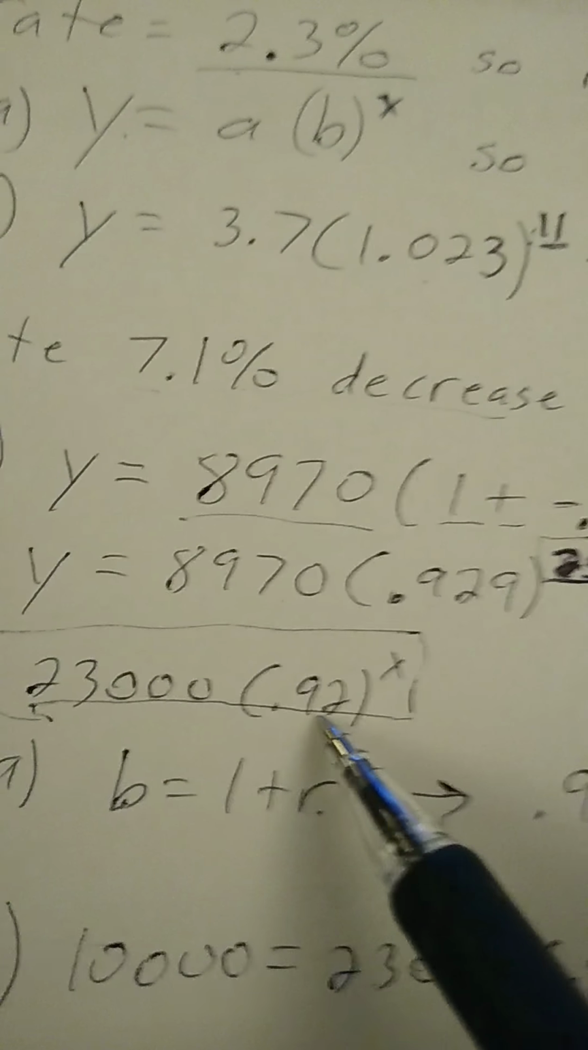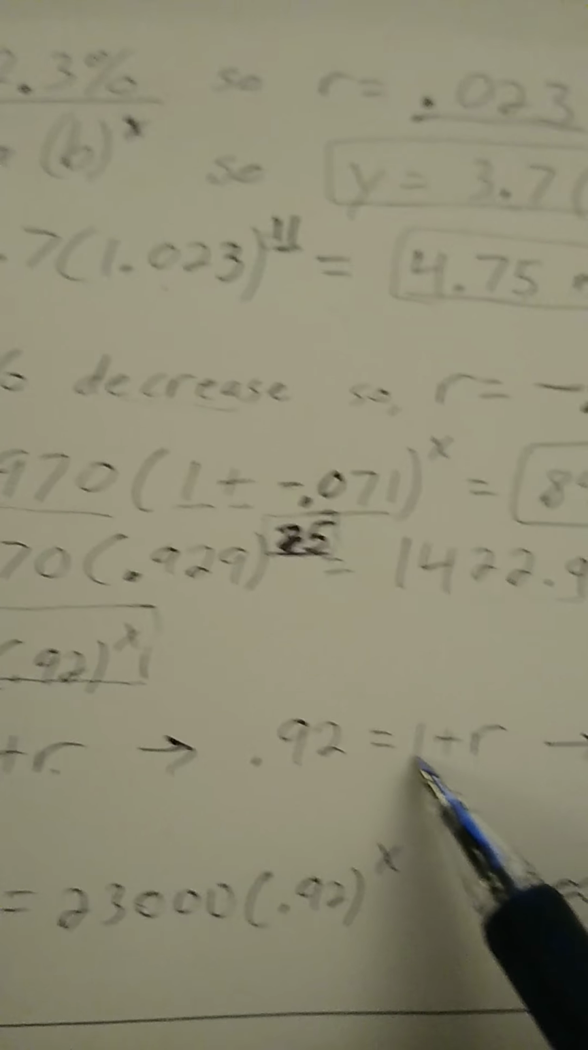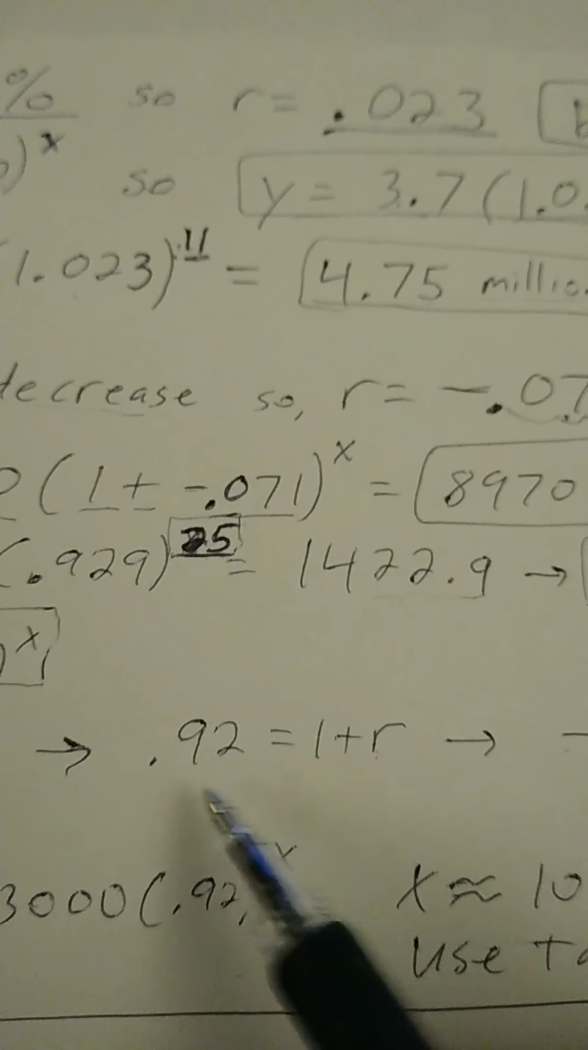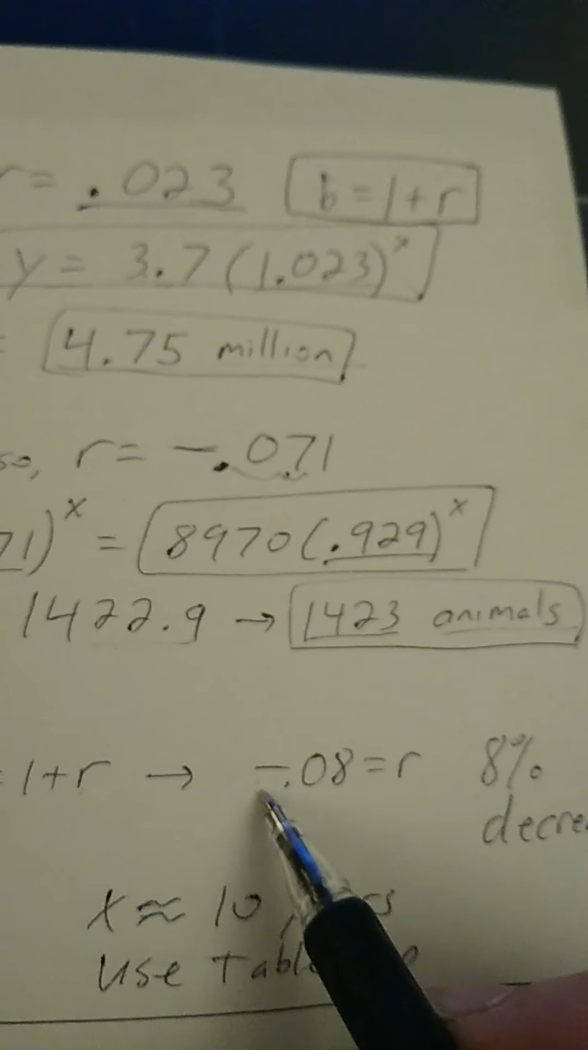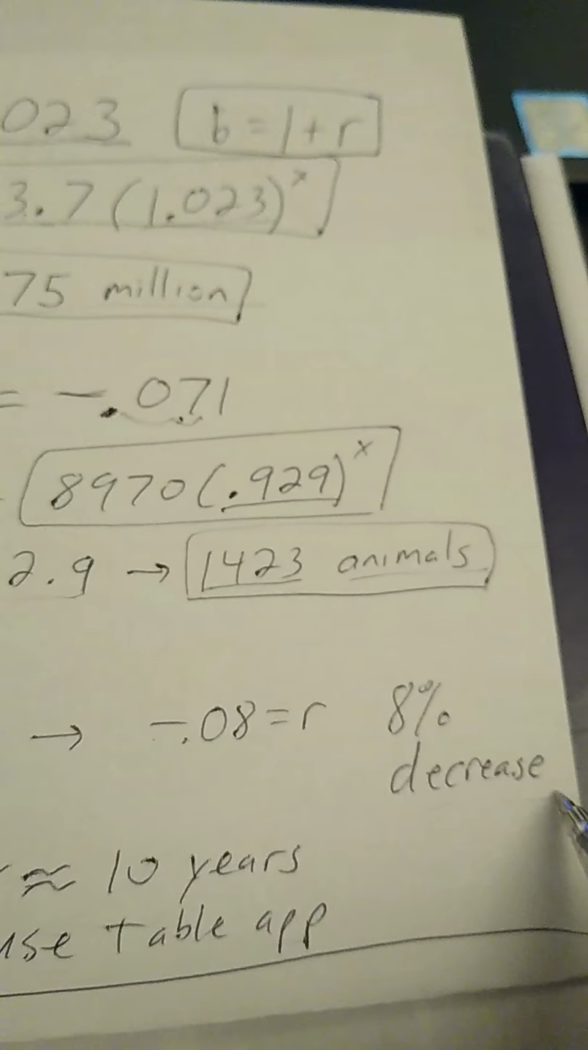So again, B is 1 plus the rate. My B value is 0.92. So that means B, 0.92, must be equal to 1 plus R, the rate. So I'm going to subtract 1 from both sides, and R will be equal to negative 0.08, or an 8% decrease.